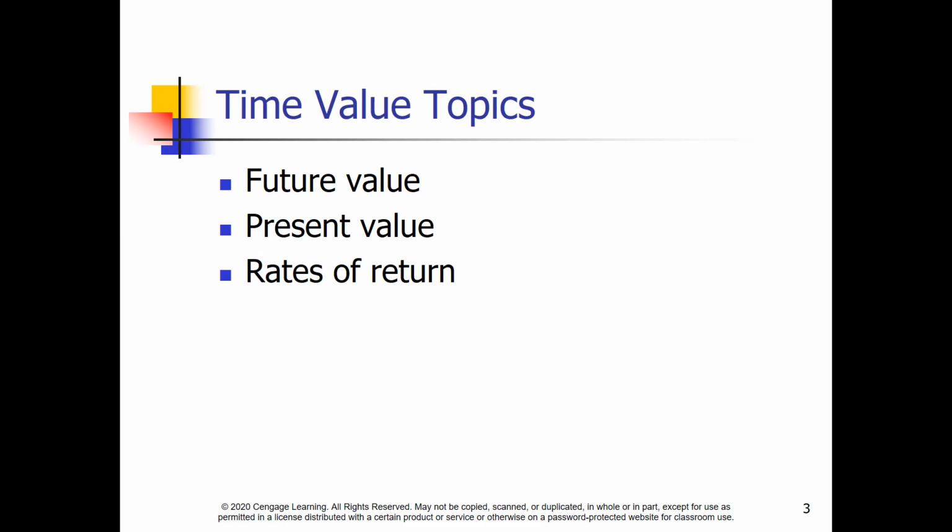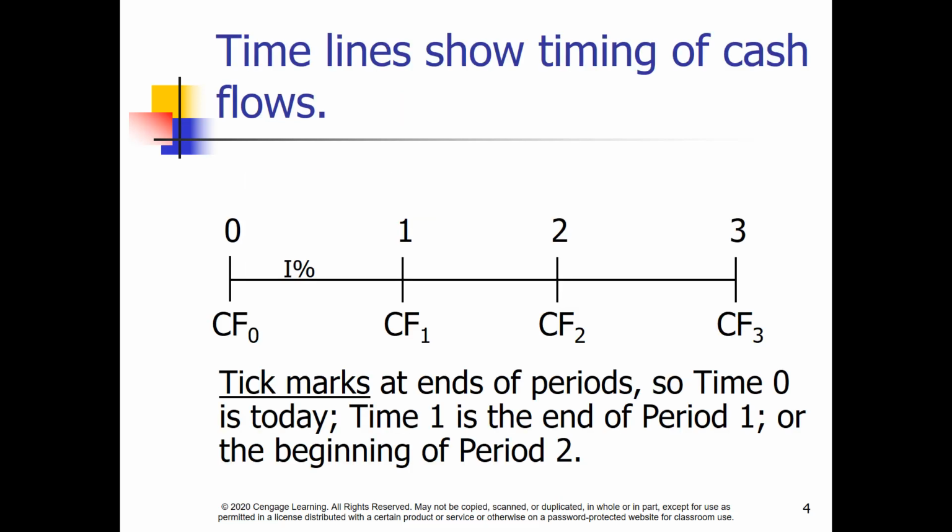Starting with the time value of lump sums, we'll look at future values, present values, and rates of return. Timelines may seem pretty basic, and when dealing with straightforward cash flow streams, they may not be needed. But when the cash flow stream is in any way unusual, using a timeline can be very helpful. Time 0 on the timeline is now, today. Time 1 is the end of period 1 and the beginning of period 2. We always assume cash flows occur at the end of the period unless we are told differently. We typically think of the period as a year, but it may be a quarter, a month, a day, whatever.